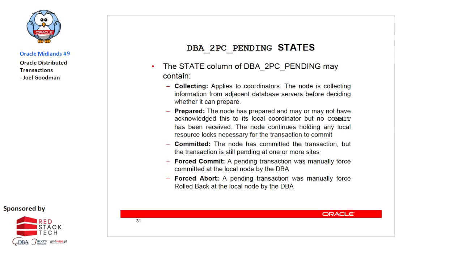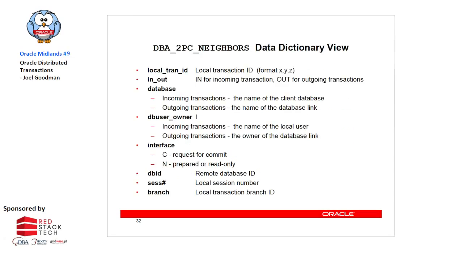Committed, we committed, yeah, but we're still in the view because there may be other sites which haven't committed yet. So you might ask, well, why should I have an entry in this DBA2PC pending locally in my database when it says committed? Well, somewhere else it hasn't committed. We're still in doubt about the final resolution. And then whether it's forced commit or forced rollback. The neighbors view uses the local tran ID, and then it says in if it's an incoming transaction, out if we were the client. In other words, in a DB link, the side that makes the connection to the remote database acts as the client.